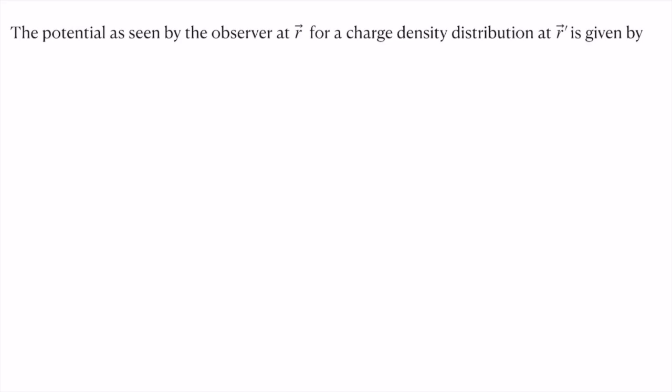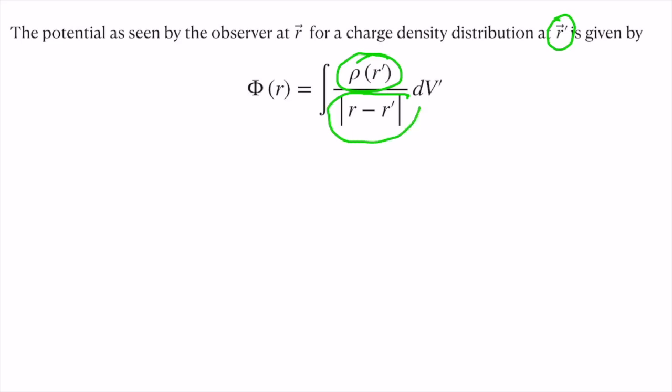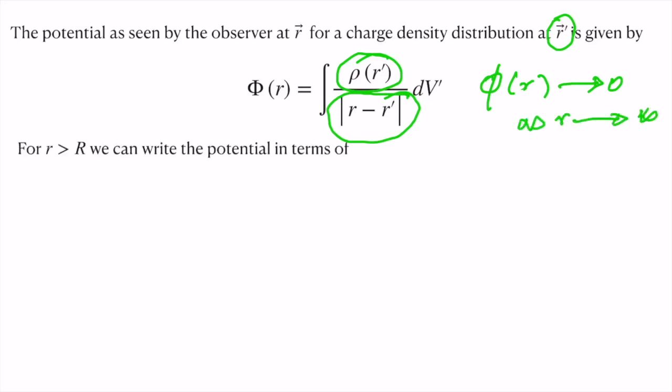So let's say that we have an observer at R, and charge distribution at R prime, and then we know that the potential can be written in terms of density and 1 by R, of course with the suitable boundary condition. In this case, since infinity is within our range, we would like to have phi of R going to 0 as R goes to infinity. So this is the potential we have.